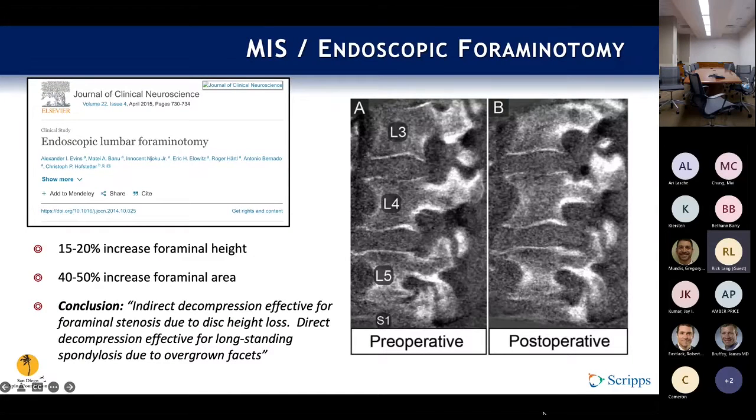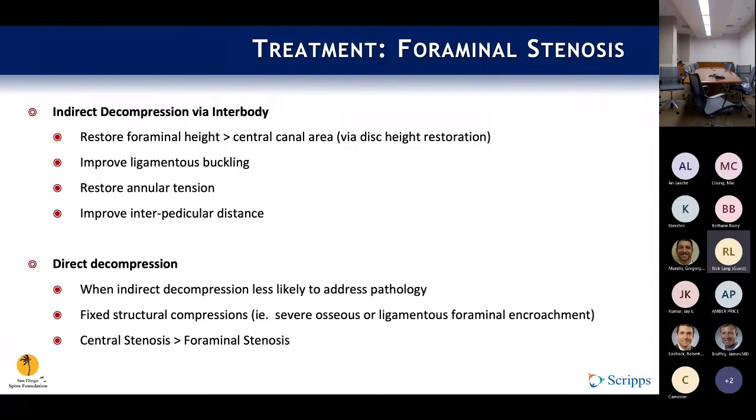One of their conclusions is that indirect decompression is more effective for foraminal stenosis due to disc height loss, but direct decompression is effective for more long-standing spondylosis due to overgrown facet. So that'll kind of drive into our algorithm for how to treat these.